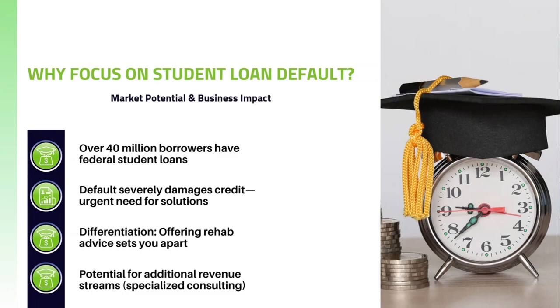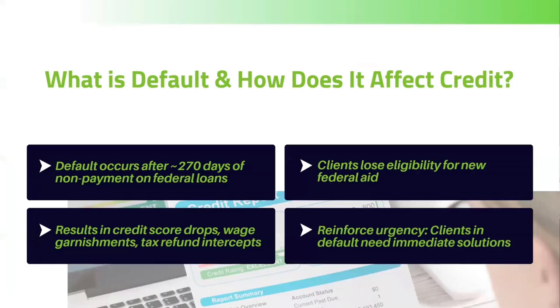Default occurs after about 270 days of non-payment on federal loans. They are already about 180 days in not making payments right now. Understand that. So you're about 6 months away from the defaults hitting. You should be educating your clients right now. Number one, they should get in there and either put their loans back into forbearance or a deferment, if they have any of those available. Or they can catch up their payments now before the next 6 months.